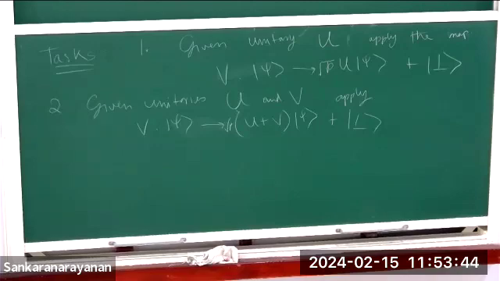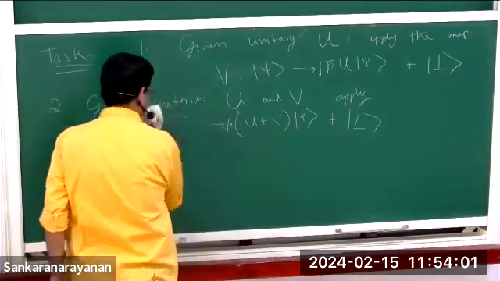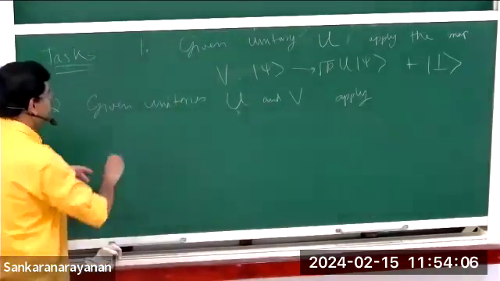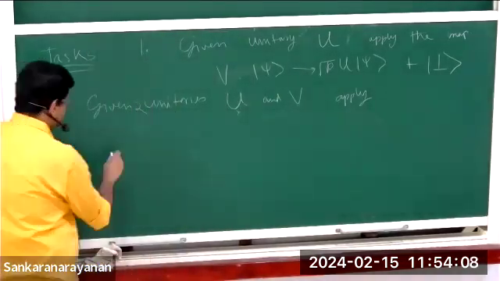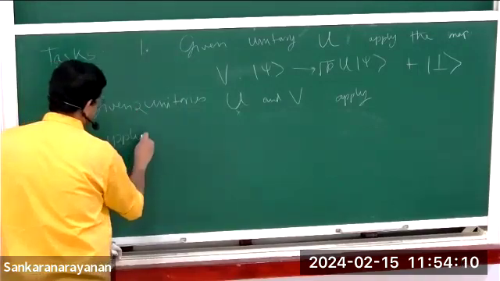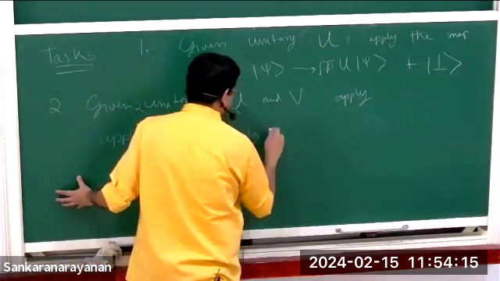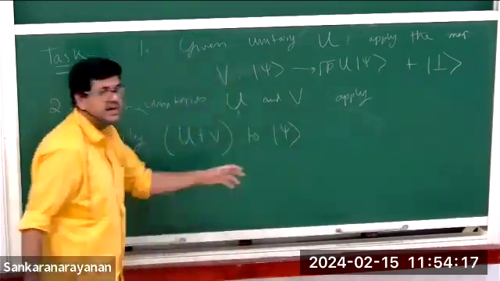So these two tasks, which seems more intuitive, which seems less intuitive? Can you just say? We have a lot of time. The second task is: given two unitaries u and v, apply u plus v to psi, where psi is any arbitrary quantum state.